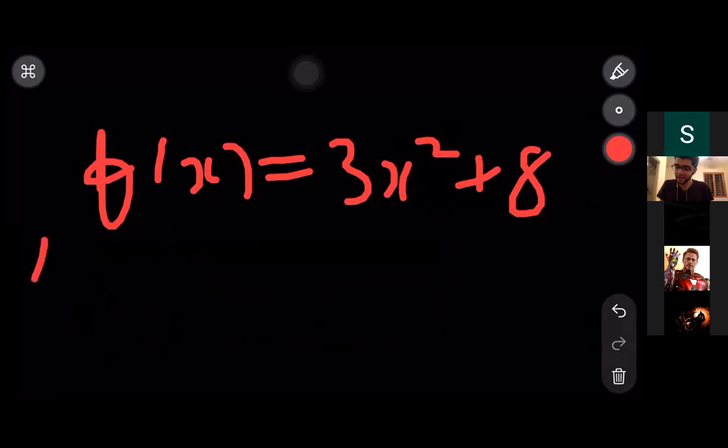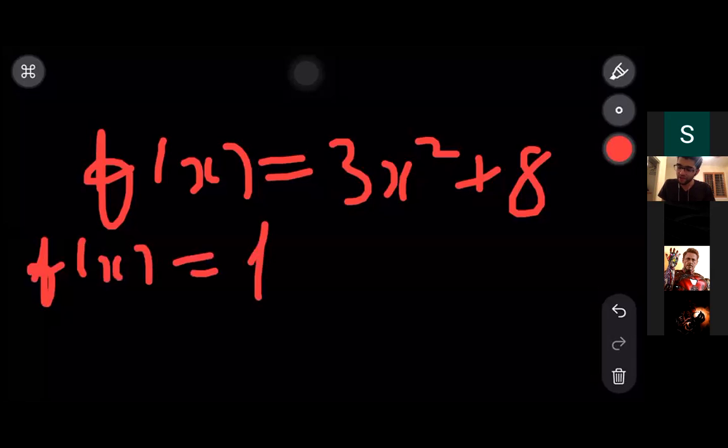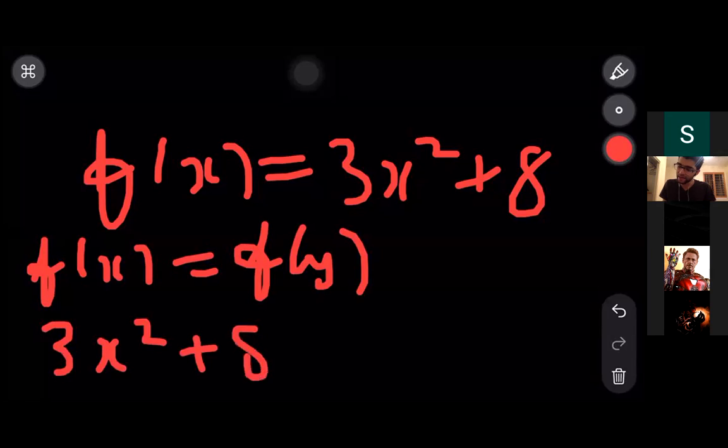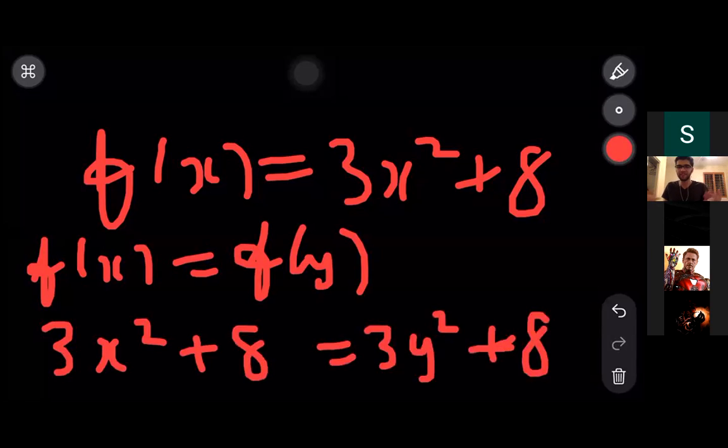So let us again imagine f of x equals f of y. We'll imagine that there are two numbers x and y and they have the same image. So this is basically a proof by contradiction. We try to show this and then we fail, so then we show that it is not. Okay, so f of x equals f of y. Let's see if this is possible. Then we would have 3x squared plus 8 equals 3y squared plus 8. If f of x equals f of y, this is what should happen.